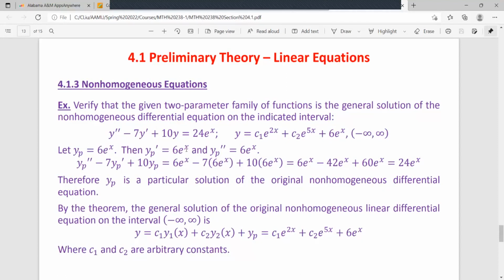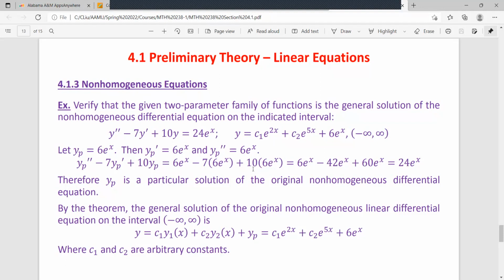This time it's very simple because the derivative of e to the x is just e to the x itself. So yp prime and yp double prime are both 6e to the x. All right. So then you just plug those into the equation, see what you get. So on the left hand side, we got yp double prime minus 7yp prime plus 10yp. So that's just 6e to the x minus 7 times 6e to the x plus 10 times 6e to the x.